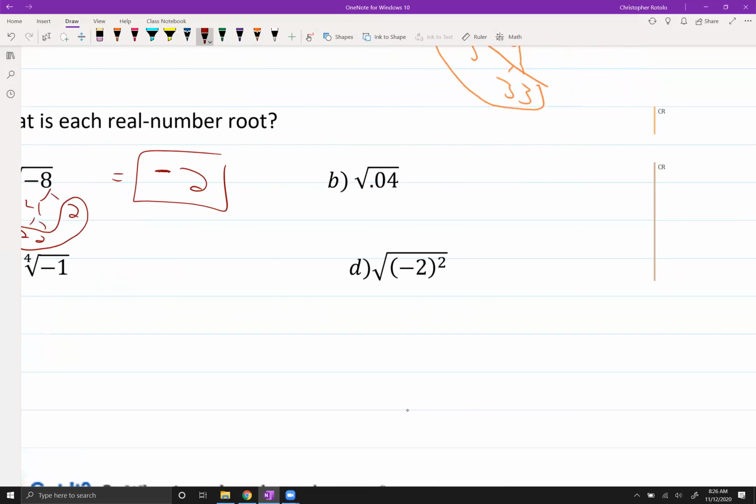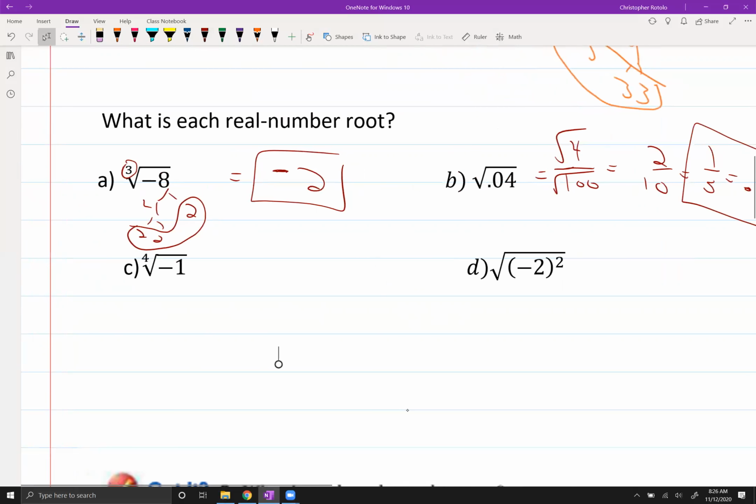For 0.04, remember that is 4 hundredths. I do want to keep my square root on each of these. So I get 2 over 10, 1/5, or 0.2. These are my two acceptable answers that I reduce.